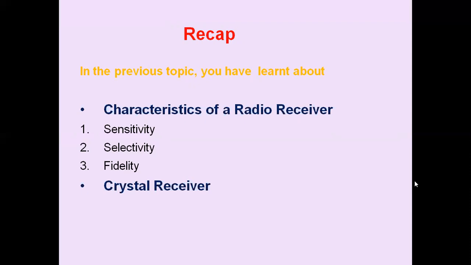Based on the technique of operation, receivers are classified into two categories. The first one is the straight receiver. The second one is the super heterodyne receiver. Straight receiver means one which operates in a straightforward manner without frequency conversion. Crystal receiver and tuned radio frequency receiver fall under this category.